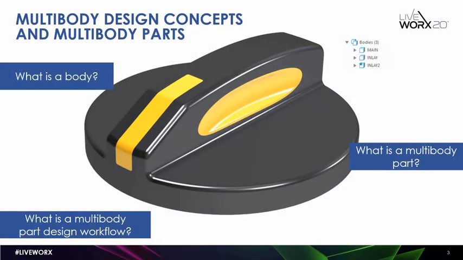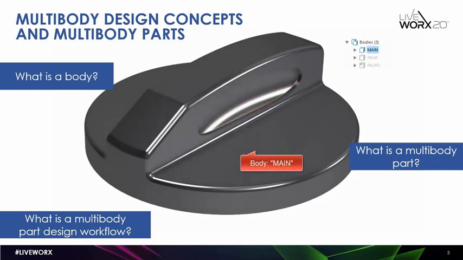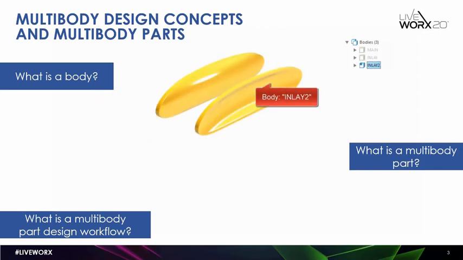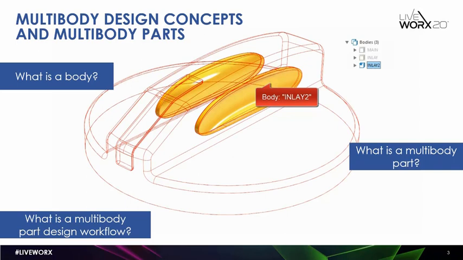Let's start with clarifying what we mean when we speak about bodies and multibody design. So, what is a body? A body is a new concept and object type in Creo Parametric 7.0 to separately design, visualize and manage geometric volumes in the part design environment. In earlier versions of Creo Parametric, a part is essentially treated as a single body part, as all solid geometry in a part is considered a single lump of geometry of the same type, material and properties.